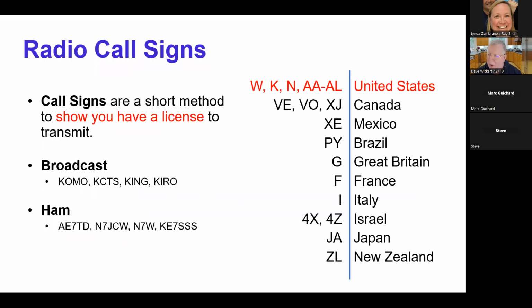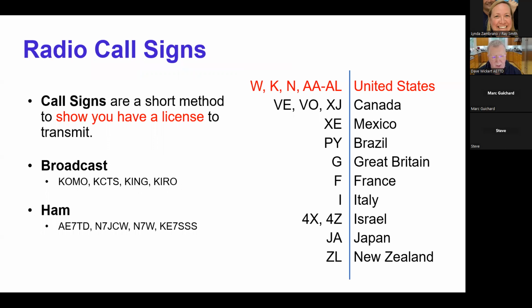Alrighty, the next couple of questions talk about call signs. So I want to do a basic introduction to call signs. Call signs are a short method to show that you have a license that you can transmit. Now, you've actually seen call signs today, even though you may not be aware of it.